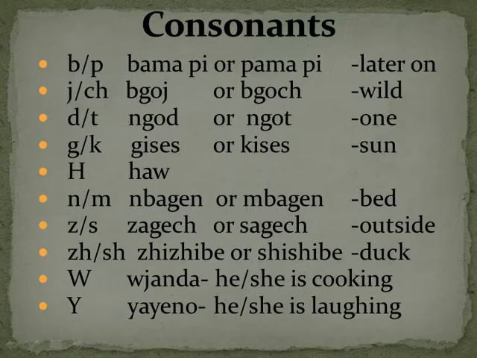Mbagan. The Z or the S sound, so like Zagich or Sagich. The J sound or the Sh sound, so Jishibe or Shishibe. The W sound, like Wajanda. Here she is cooking. The Y, like Yayino. Here she is laughing.